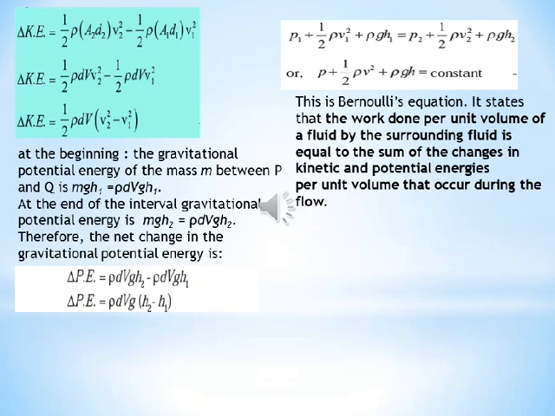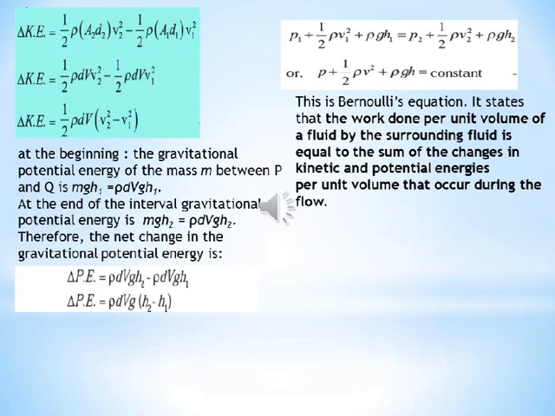So let's see. At the beginning, the gravitational potential energy of mass m is mgh1. Instead of m, rho a1 d1 and rho a2 d2 are the same, which is dV. So we are going to put dV itself instead of a1 d1. So we are getting potential energy mgh1 is equal to rho dV g h1. G will be as it is, h1 will be as it is. We are just going to put rho into dV instead of m.